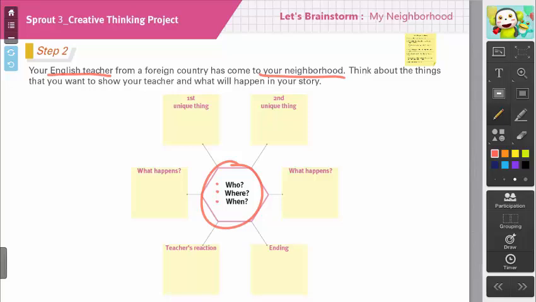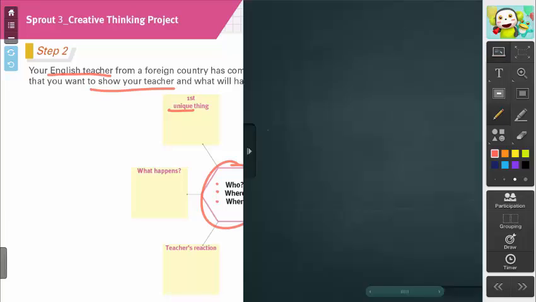Now, I want you to think about this. You want to show your teacher something from your neighborhood, somewhere. So do you want to show her a boring place? Of course not. We want to show her something special, interesting, something that you don't see every day. So that's what we call unique. Okay? Unique means special, interesting, something that you don't see every day. All right? So can anybody tell me, is there a unique place in your neighborhood? Okay. And then maybe you want to cold call somebody. All right, Jamie. So tell me one unique place in your neighborhood. Let's brainstorm together.